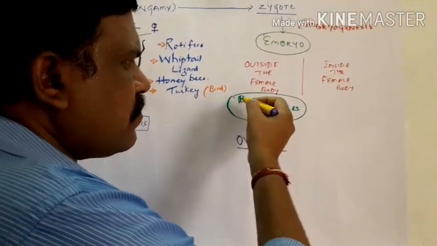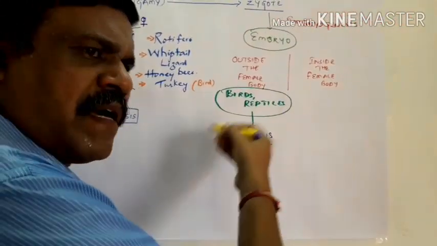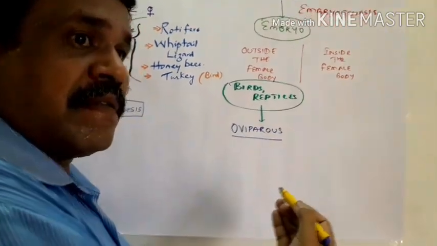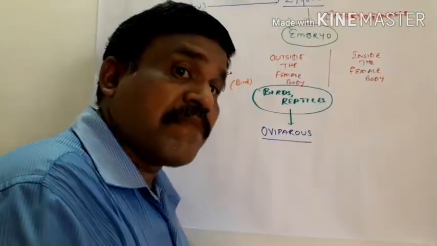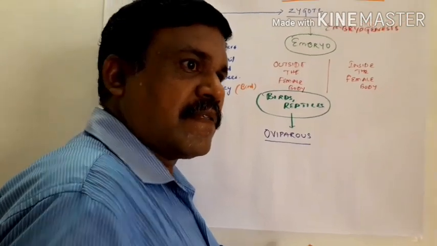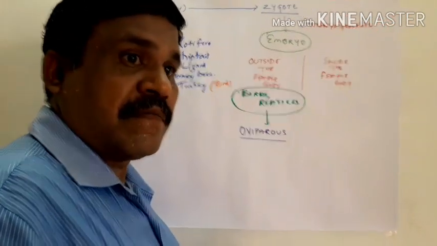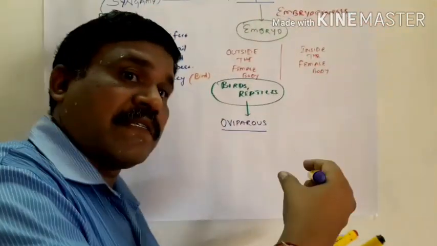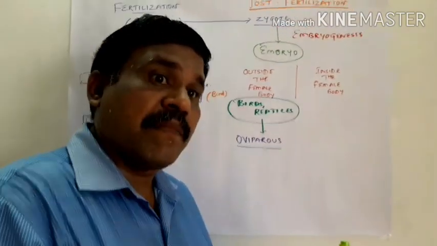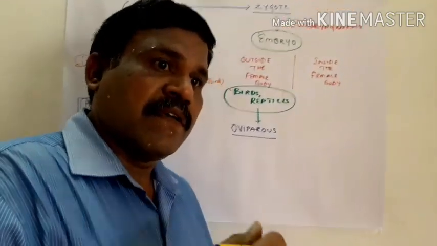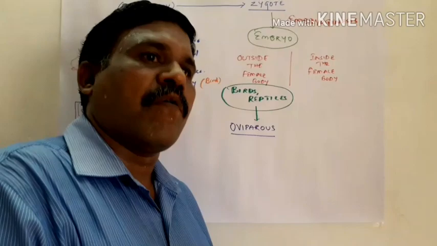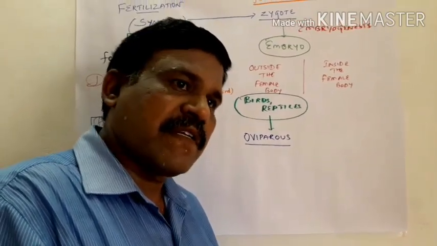So what happens? The egg develops outside. So there is a lot of chance for predation. The embryos are under threat, because you can see the birds lay the eggs and there may be some animals coming and eating those eggs. So it is not letting the offspring come out fully developed. So there is a lot of threat.